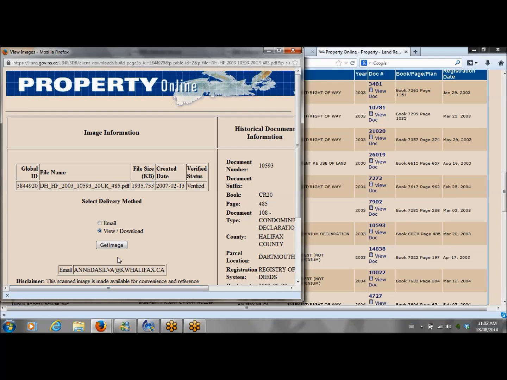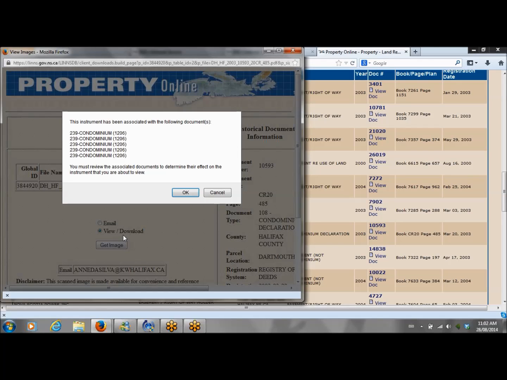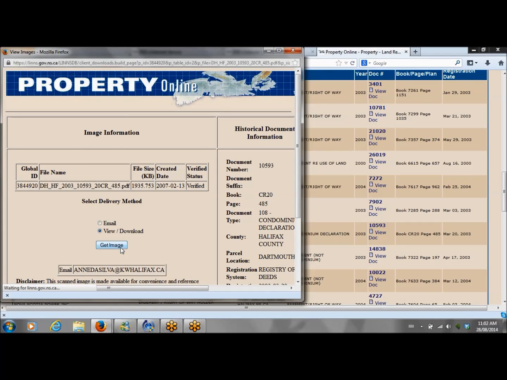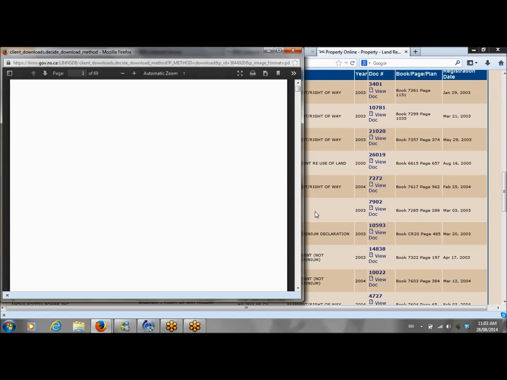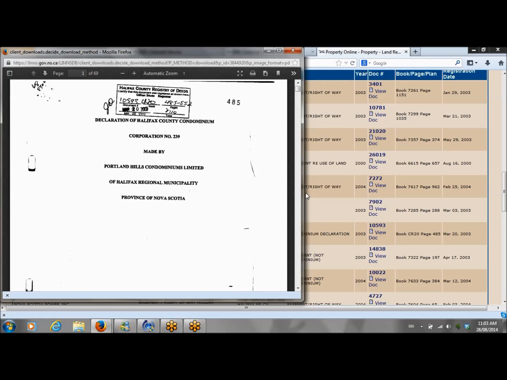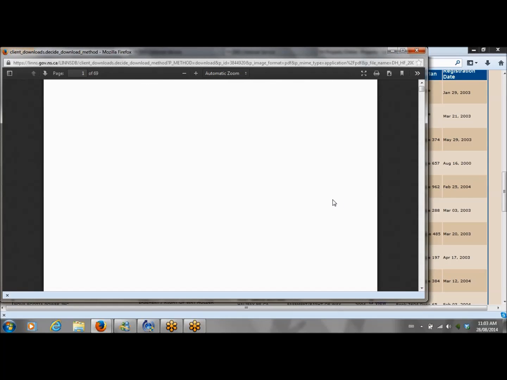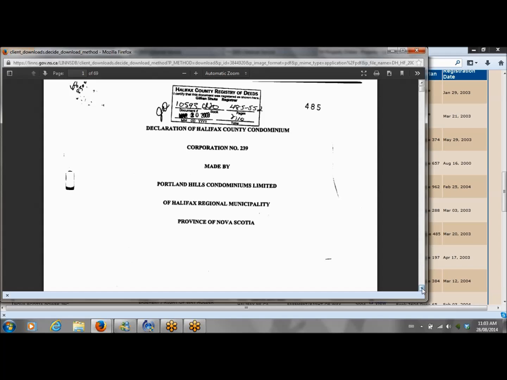It's right here. I can download this image and email it, or it'll be a huge file, so you might have to Dropbox it. Here it'll also warn you when other things are tied to it to go back and look at it, so you must review the associated documents to affect the instruments that they have. So now we have 69 pages. This is my declaration, the Declaration of the Halifax Condominium Corporation number 239.